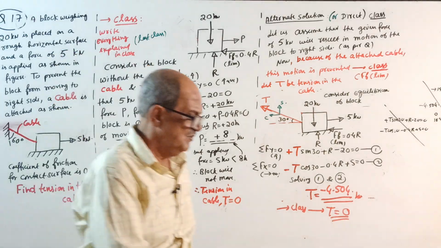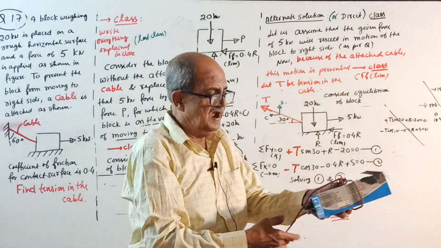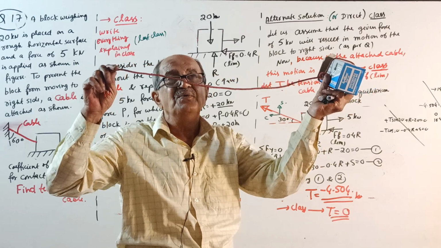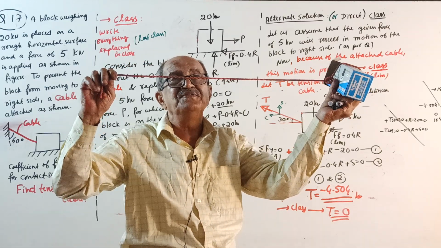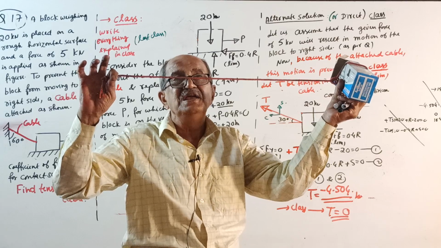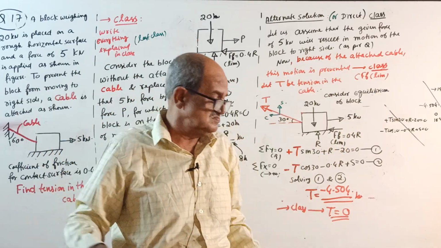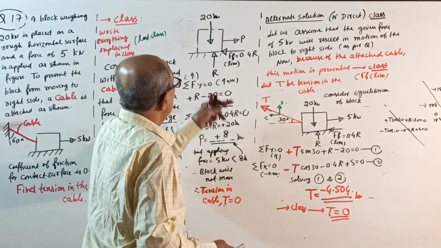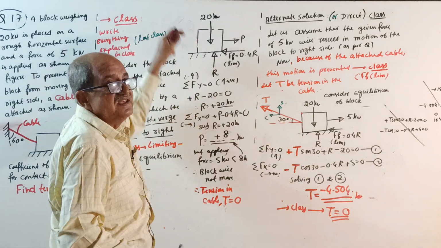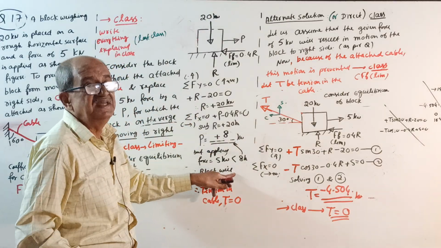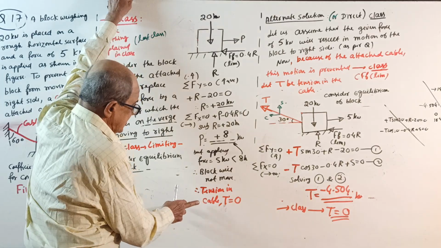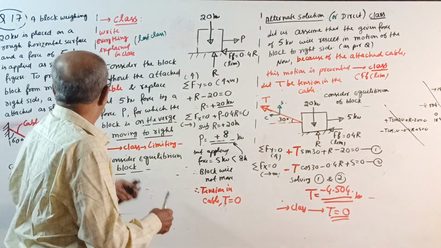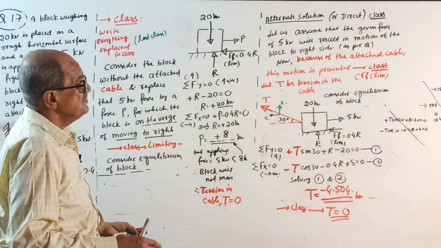When the block is not moving, I told you the cable is inactive. The cable becomes active when the block is on the verge of moving and the cable becomes straight. If it moves further, then the cable will be in tension. So the cable is inactive, and the tension in the cable is equal to 0. This is the first stage. If the block moves, then the second stage will come. But here the second stage is not there, because we found that the block is not moving due to the 5 kilonewton load.